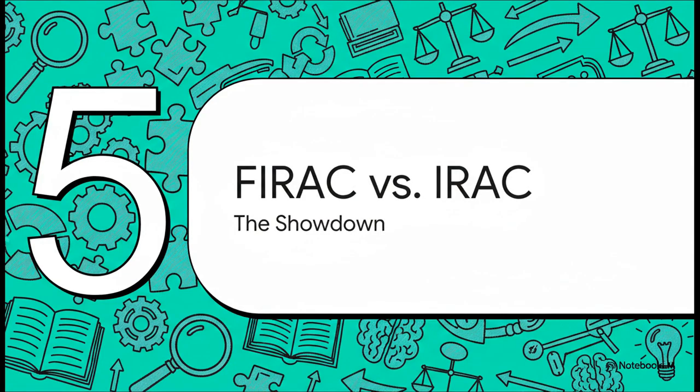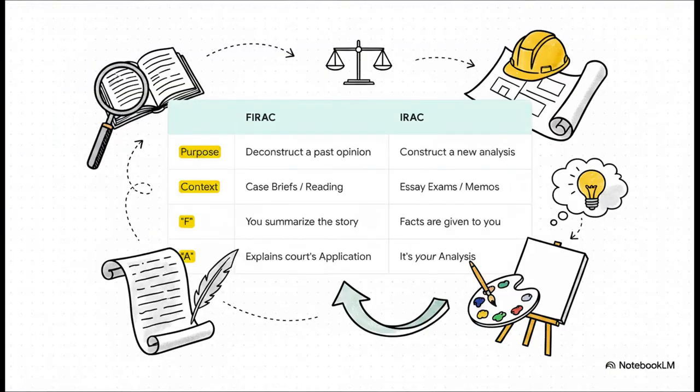So let's put this all together. We've seen all the pieces, and now let's look at them side by side to make this distinction totally crystal clear. It really all comes down to this. FIRAC looks backward to understand what a court has already done. IRAC looks forward to predict what a court should do. One is about reporting on the past, the other is about arguing for the future.